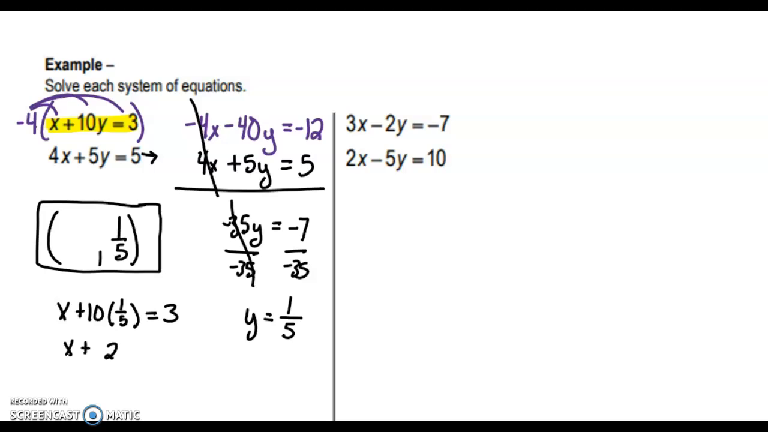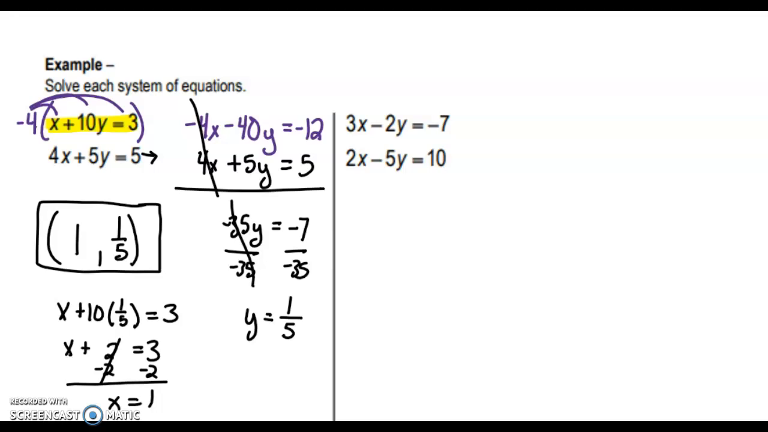So 10 times a fifth is 2. So x plus 2 equals 3. Now subtract the 2, and you get x equals 1. So your answer is the point (1, 1/5).